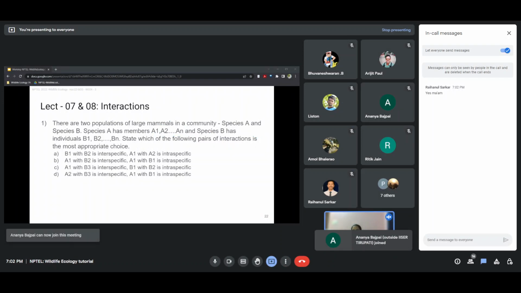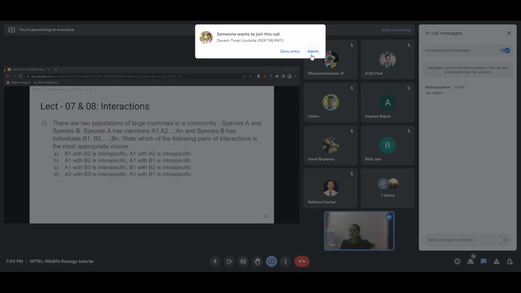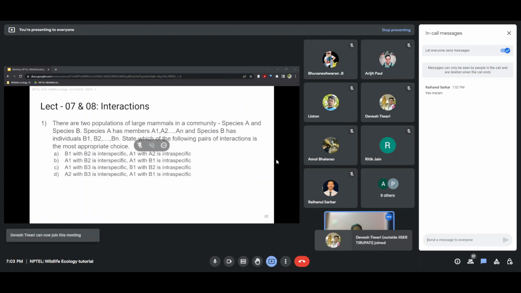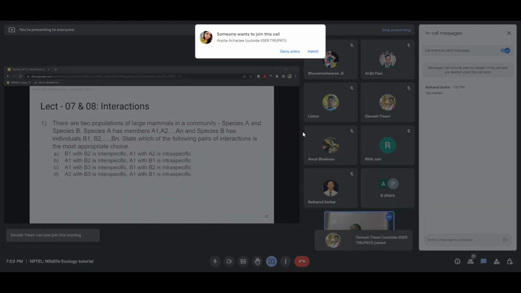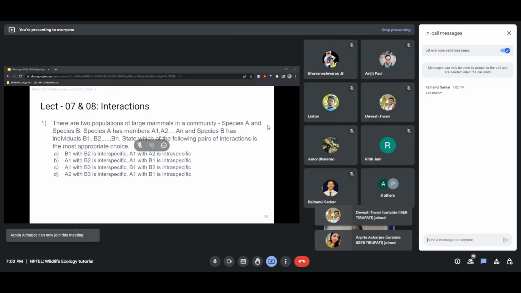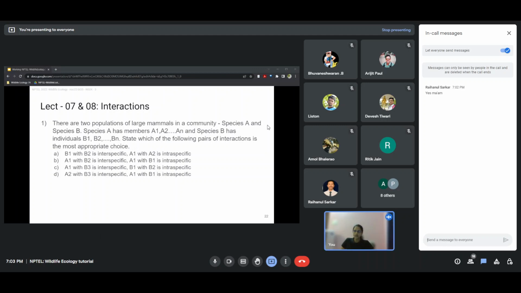There are two populations of large mammals in a community. These two populations are one of species A and the other of species B. Now, species A has members A1, A2, and so on up to A to the n. You can just number the individuals as A1, A2, A3, A4, A5, A6, and it goes on. And then you have species B that has individuals B1, B2, and so on. Now you have to state which of the following pairs of interactions is the most appropriate choice. So read the options carefully.